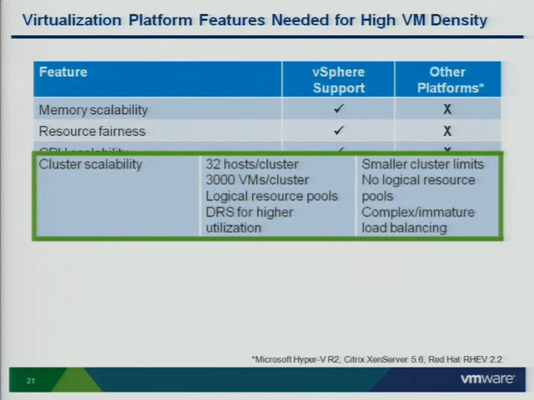You want to look at VM density at a cluster level. You want to be able to scale up to a lot of VMs across a cluster. We support up to 32 node clusters with ESX, which is bigger than Microsoft's limit of 16. We support up to 3,000 VMs per cluster, which is also larger than the number of VMs that you can manage from those other products.